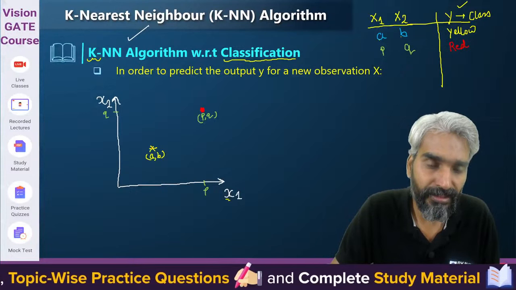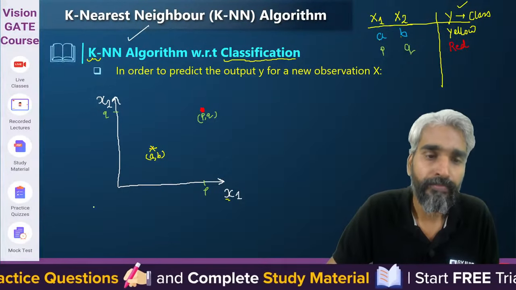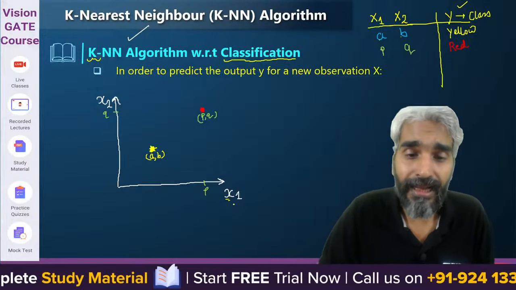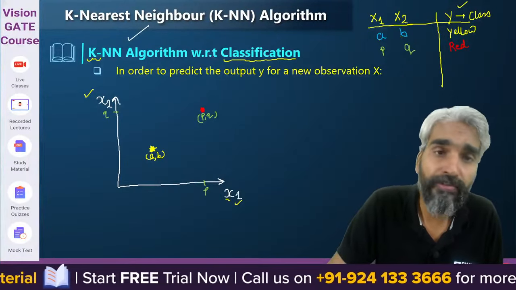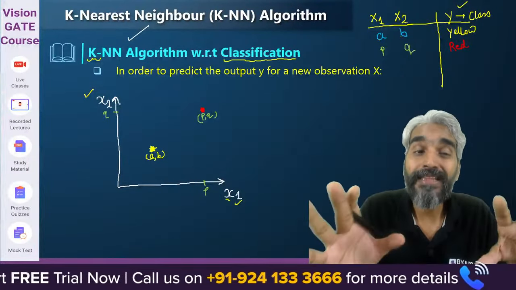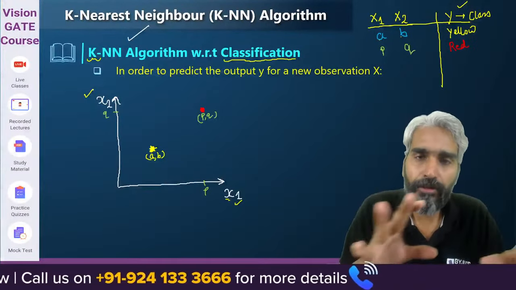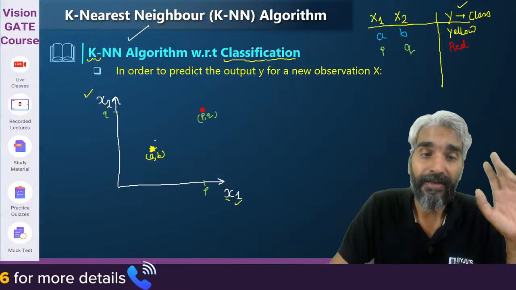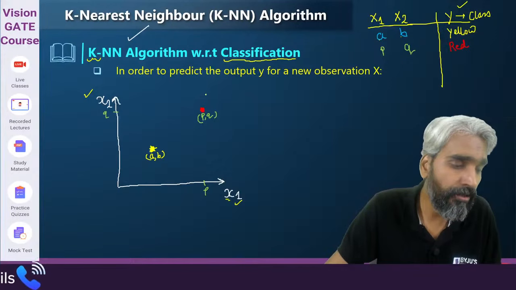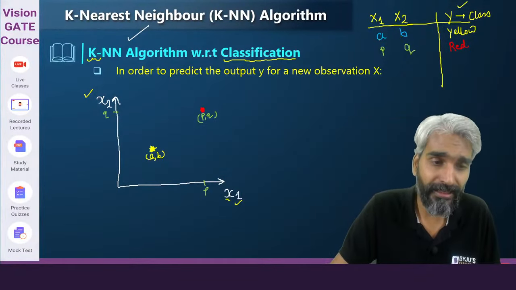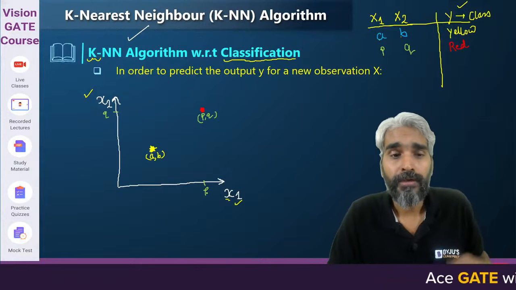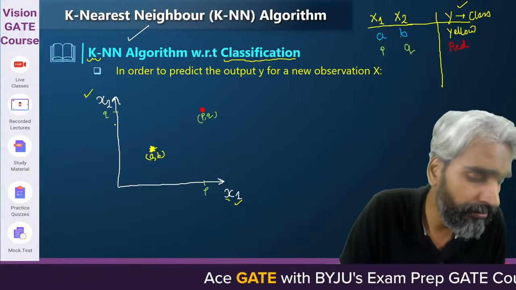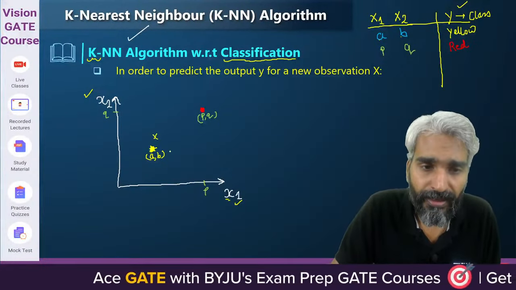Don't think that with respect to x1 we are trying to predict the value of x2. This is not happening. These are the two independent variables of your input. Based on the values of the independent variables, your class is being defined: this is of the yellow color class, this is of the red color class. Is it clear now? Don't think that x1 is independent and x2 is dependent. Don't think of this diagram in that manner.